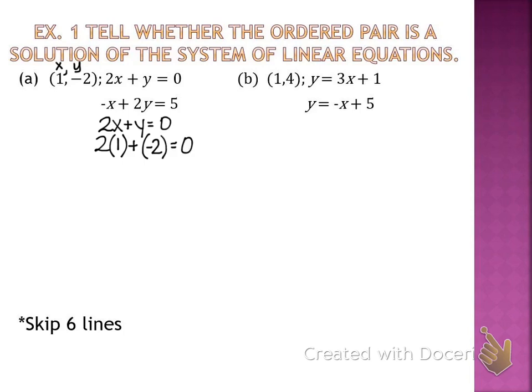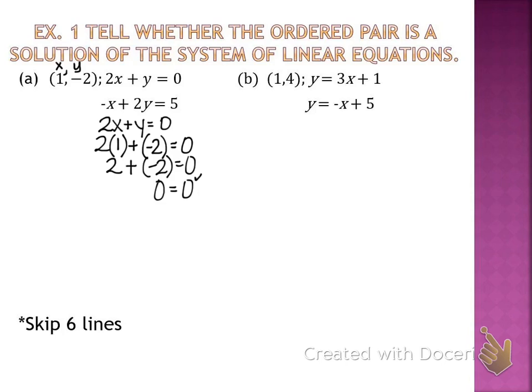Now again, you've noticed this from day one. I plug things in parentheses. That way I don't forget to multiply. All right? 2 times 1 is? 2. 2 plus negative 2? 0. So 2 plus negative 2 is 0. So, does that make a true statement? Yes. Awesome. So if it works in the first equation, I got to keep going. I can't automatically assume, oh yeah, it works, it's a solution, because it has to work in both equations.